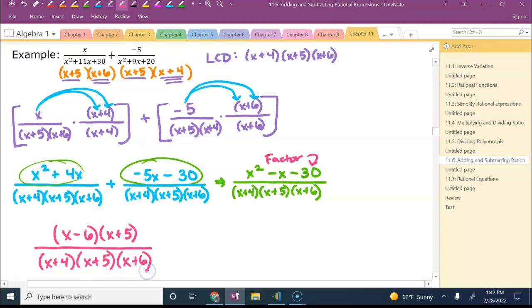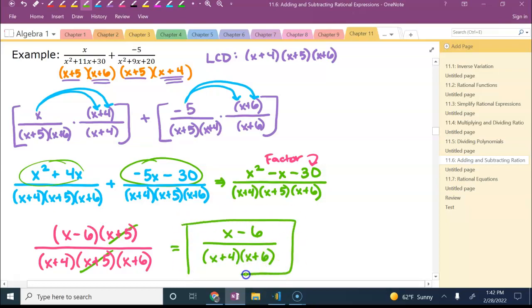Okay, and the only reason why we would maybe want to do that is so that we could see, is there anything I could cross off from the top and from the bottom? So the x plus 5 quantities are the same, so we can cross those off. And so we're going to be left with x minus 6 on the top, all over x plus 4, x plus 6.